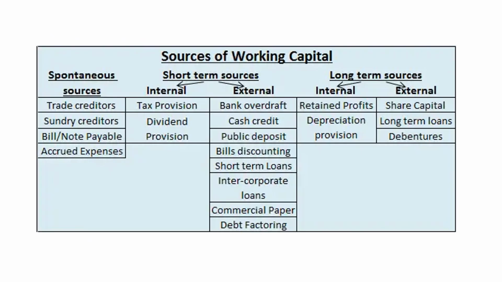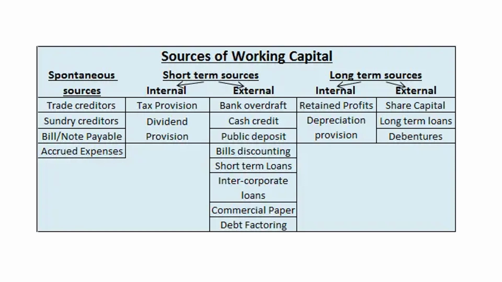From where do we get the sources of working capital? Spontaneous, short-term sources, and long-term sources. Spontaneous means trade creditors, sundry creditors, notes payable, accrued expenses. Sundry debtors are those who borrowed from us and have to return it to us, and sundry creditors are the opposite. Also tax provision and dividend provision.